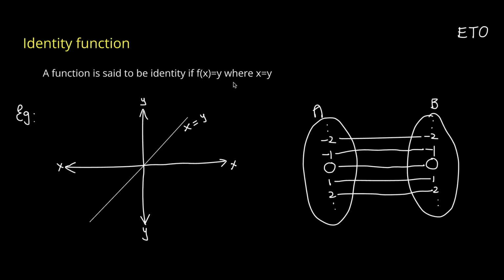As you can see on the right side, when x equals minus 2, y will also equal minus 2. And when x equals 2, y will also equal 2. Which means the mapped element must always be equal in an identity function. Then it is said to be an identity function.